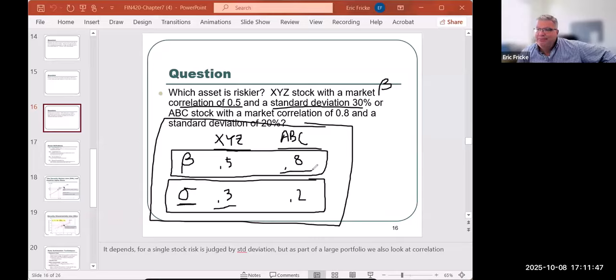ABC, it's got a higher beta. So it's a bit of a trick question, and the answer really depends on whether or not you have a fully diversified portfolio. If you're just investing in one thing, you're not diversified, the appropriate measure of risk is standard deviation. But if you've already got a fully diversified portfolio and you're just adding on one more stock, the appropriate measure of risk is beta. So which is riskier depends on whether or not you already have a fully diversified portfolio.